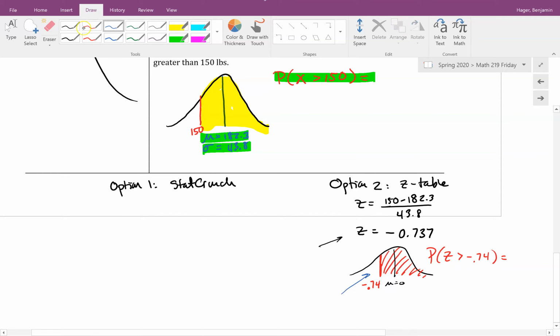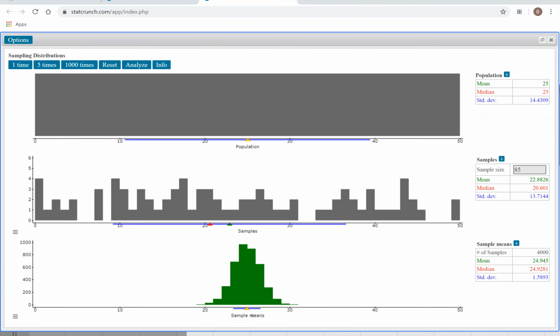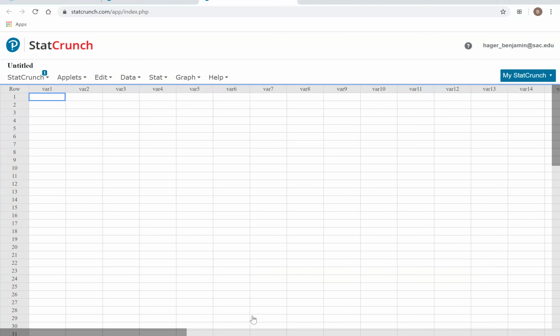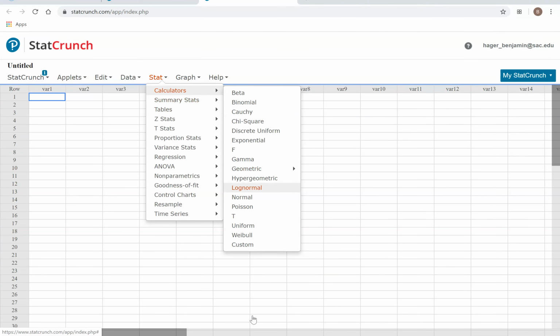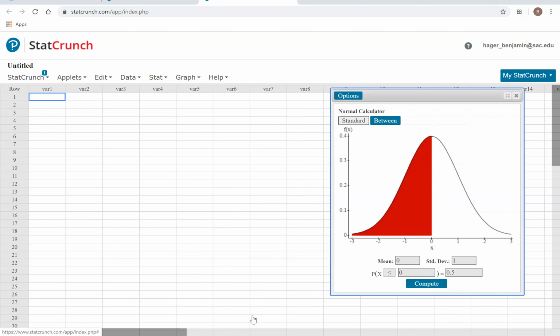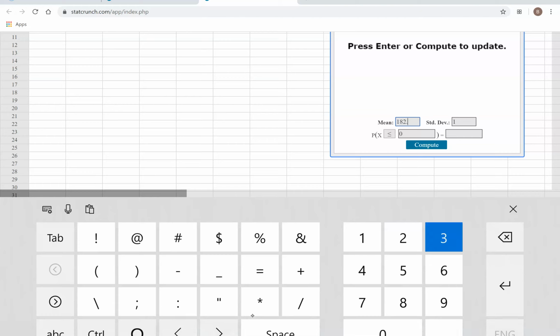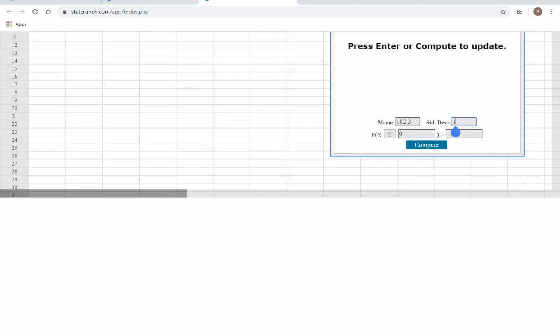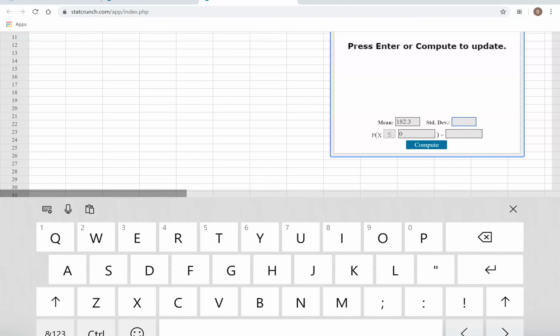Let's just do it real quick on StatCrunch to make things faster. So let me go back to StatCrunch. Let's close this. Remember, I want to calculate on a normal distribution. My mean is going to be, for the males, 182.3, and the standard deviation was 43.8.